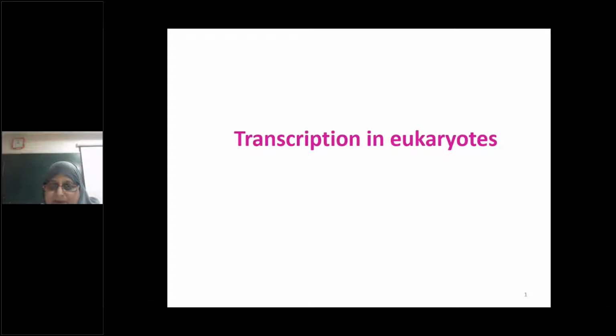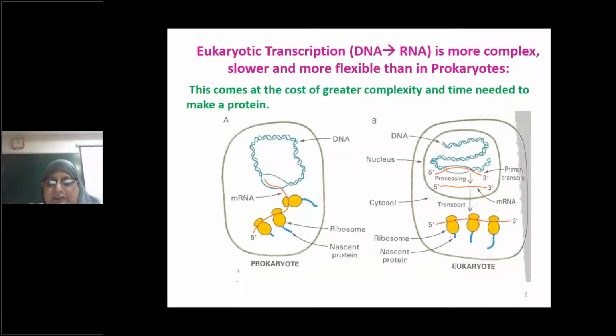So we will now see what is the difference compared to prokaryotes. What are the differences here in the eukaryotes? Eukaryotic transcription is more complex, slower, and more flexible than in prokaryotes. And this comes at the cost of greater complexity and the time that is needed to make a protein.